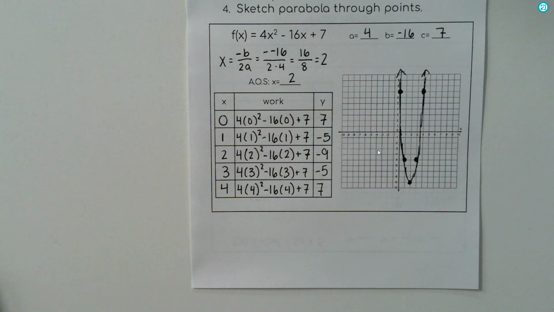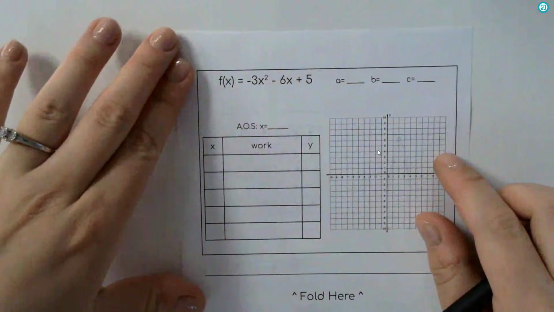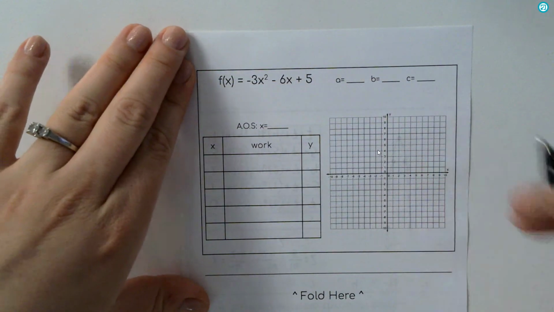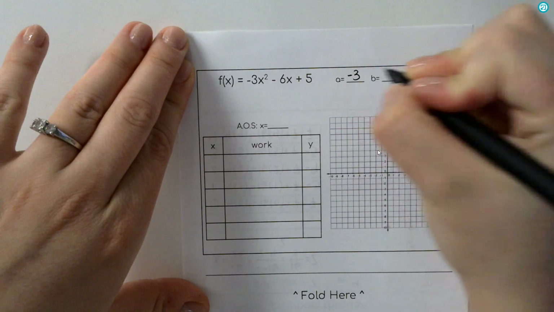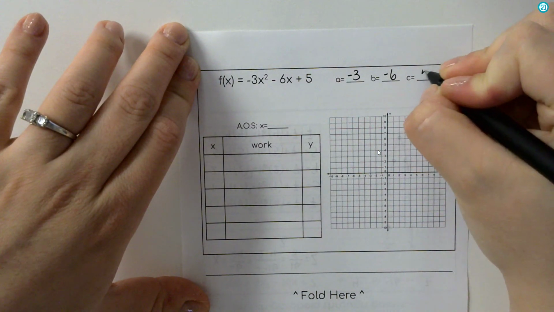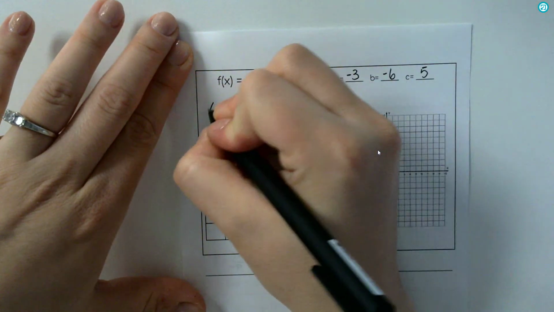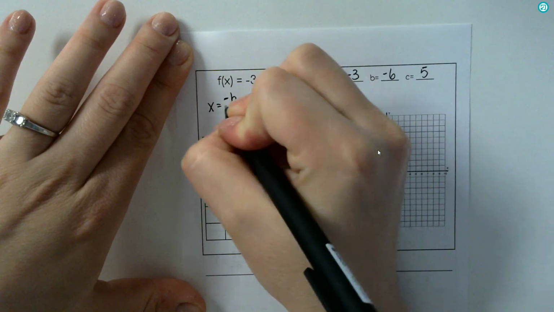Okay. Flip this over. We've got one more to do. What is my A value here? -3. What's my B value? -6. What's my C value? 5. Okay, so I am going to do X equals -B over 2A.